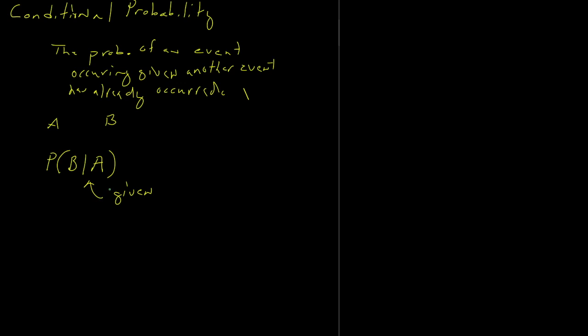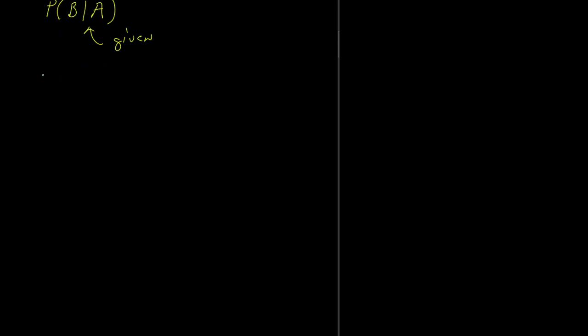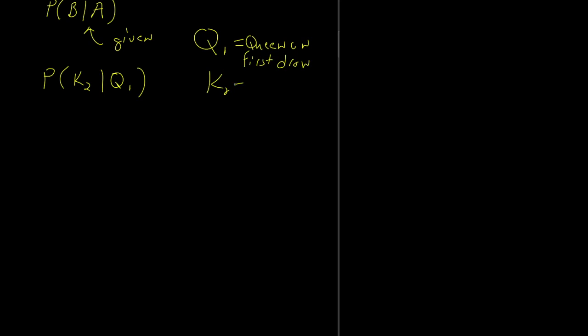We have some knowledge. So for example, I'm going to go back to playing cards. You'll probably see the playing cards come up a lot. I can talk about probability of events. And so we'll say, what's the probability of drawing a king on my second draw given that my first draw was a queen? And so I'm using this notation. The event that's happening here is queen on the first draw and king on the second draw.